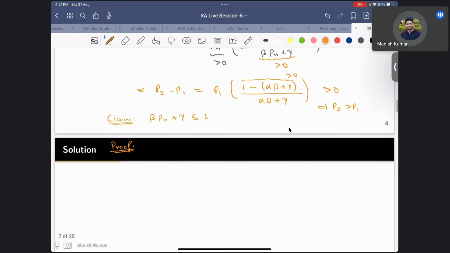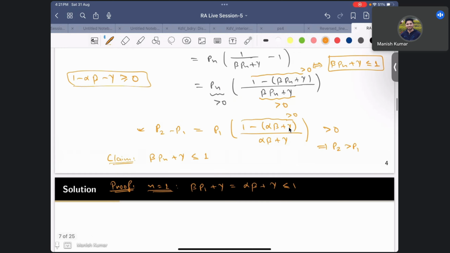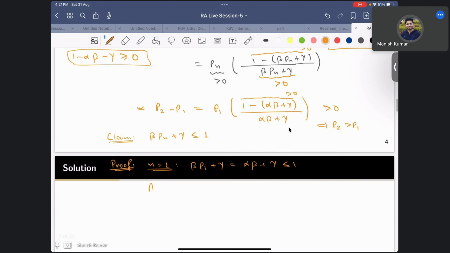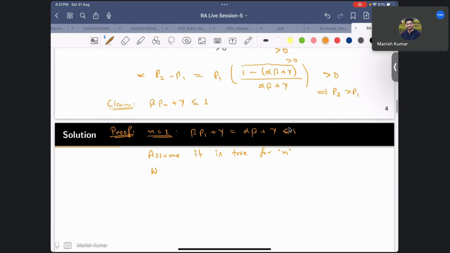So it's clear that for n equal to 1 this is true. So I will try to prove it by induction. For n equal to 1, I know that beta P1 plus gamma, which is alpha beta plus gamma, is less than or equal to 1. That we know, correct? And the next step: assume it is true for n. So now we'll prove it for n plus 1.